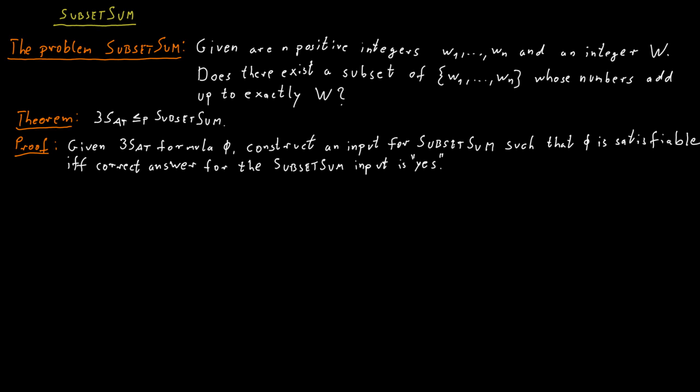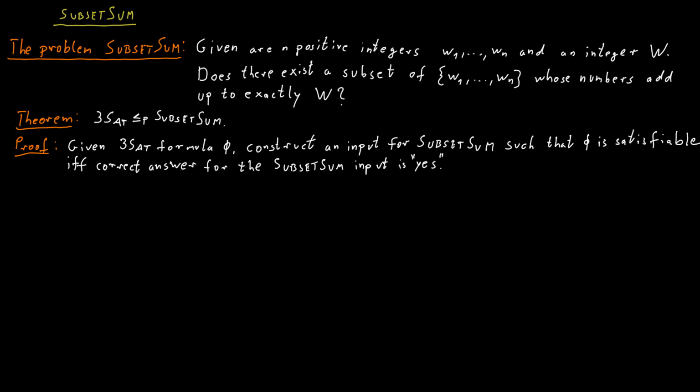Of course, one problem here is that SubsetSum and 3-satisfiability look like two quite different problems. I mean, SubsetSum is about numbers and subsets of numbers, and 3-satisfiability is about Boolean formulas. So how can we relate these two problems to one another? What you always have to ask yourself in this situation is, what are the crucial properties of the problem that you're reducing from, and how can you sort of simulate those in the problem that you're reducing to?